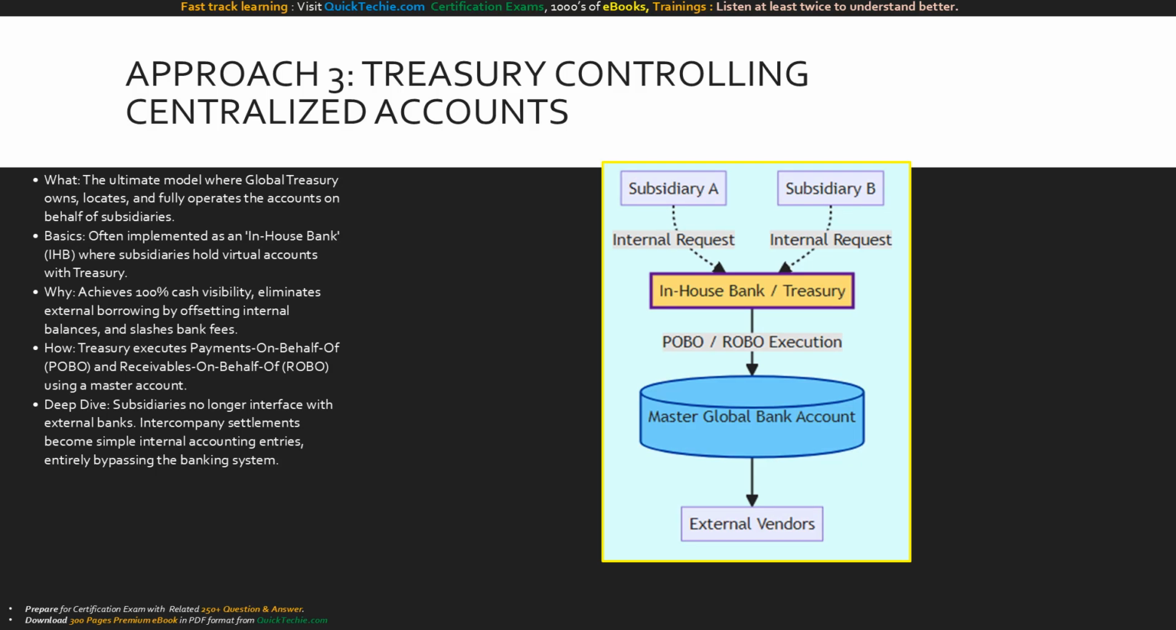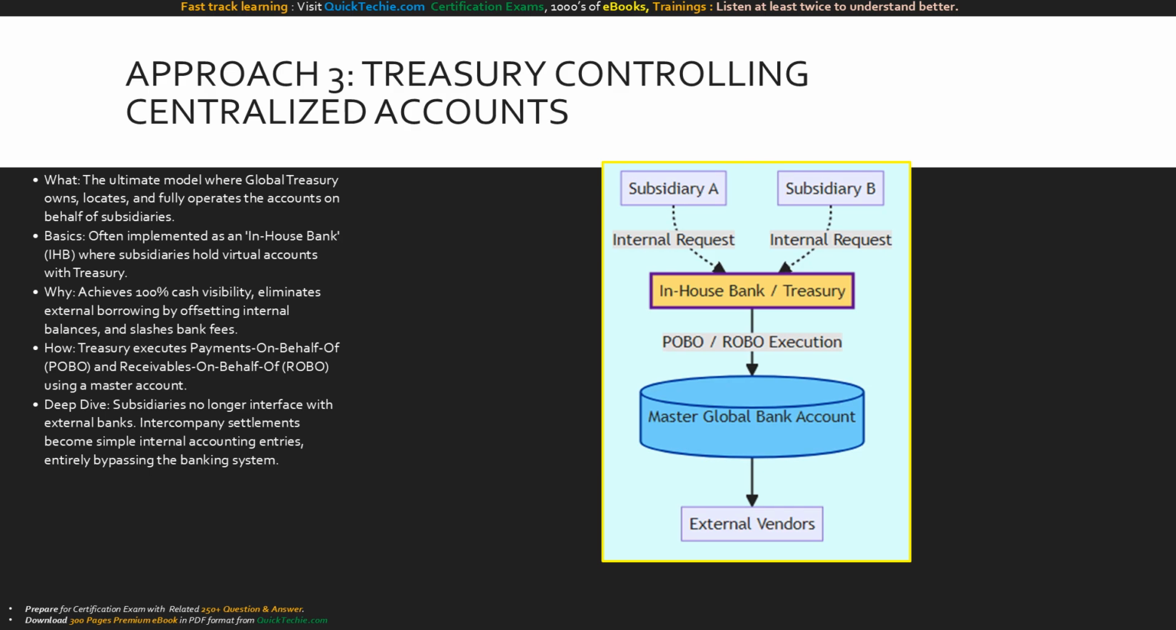Now we arrive at the apex of account operational design, approach 3, where Treasury completely controls centralized accounts. What is this? This is the ultimate, fully integrated model. Global Treasury dictates the location, owns the legal mandate, and fully operates the accounts. The basics usually manifest as an in-house bank, or IHB. The subsidiaries do not even have external bank accounts anymore. They hold virtual accounts with the corporate treasury.